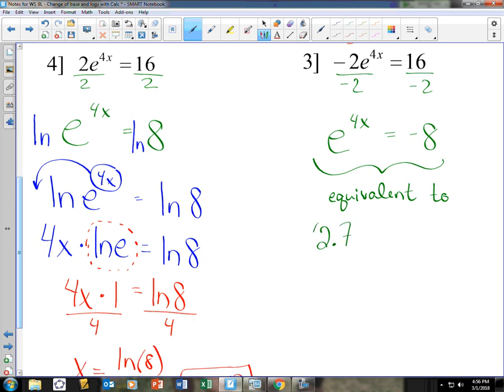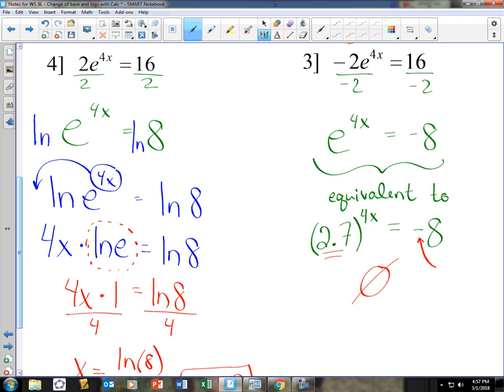I'm really hoping that you see this and you go, oh, wait a second, that's not possible. Because I can't take a positive base number, multiply it by itself over and over and over, and somehow magically turn it into a negative number. That's not going to happen. So there is no answer here. So there you go. That's some stuff to expect with logs.